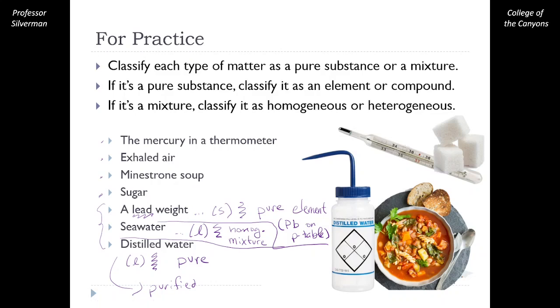The next question, can we find water on the periodic table, or is it made up of multiple things on the periodic table? Well, we mentioned this on the previous slide. Water is H2O. Well, hydrogen is on the periodic table, oxygen is on the periodic table, but water is a combination of those two things. So our water has to be a pure compound.